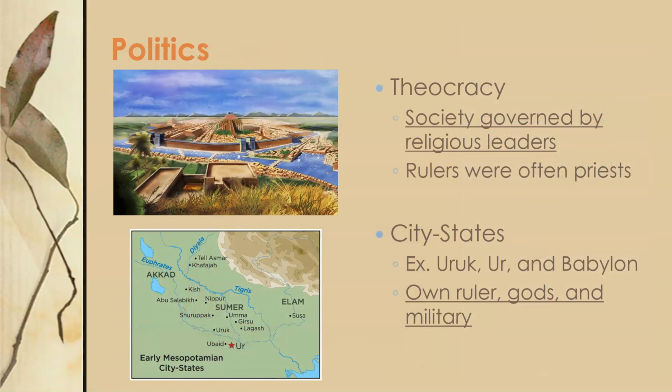Now let's look at the Mesopotamian politics. The Mesopotamians were a theocracy, that is, a society that is governed by religious leaders and religious laws. The rulers of these societies were often priests. They also divided themselves up into city-states, for example, Uruk, Ur, and Babylon. Those were city-states within the Mesopotamian empires. Each city-state had its own ruler, its own gods, and its own military. But they did speak similar languages, and they also interacted with each other through trade.